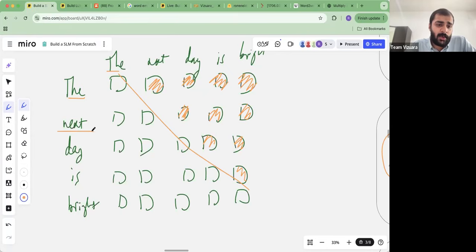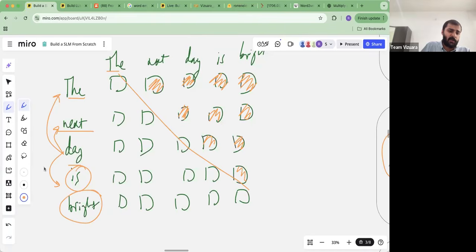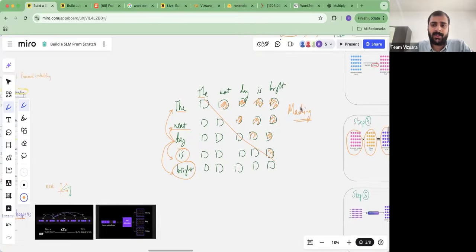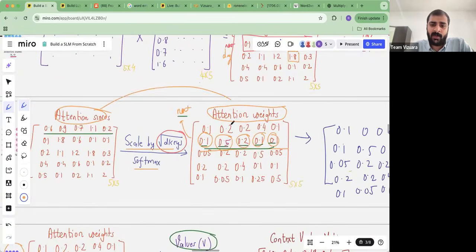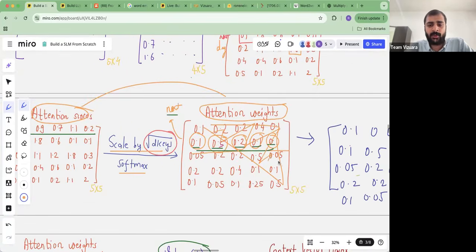So when I'm looking at a particular token, let's say day, I only know that next and the come before it. I should not know what comes after it. So there is no point in finding the attention scores between what comes after the day. Because remember, we are training the LLM to predict the next token, so we should not peek into the future. So all of these attention scores are set to 0. This is called masking. So when I showed you the attention weights, after this a masking procedure is done where all the elements above the diagonal are put to 0.